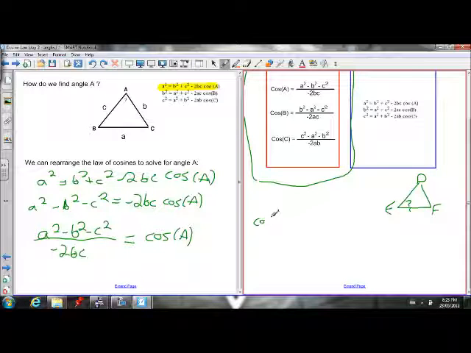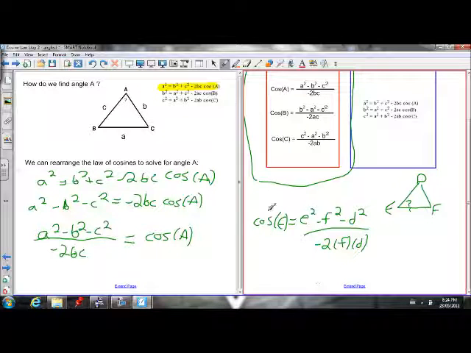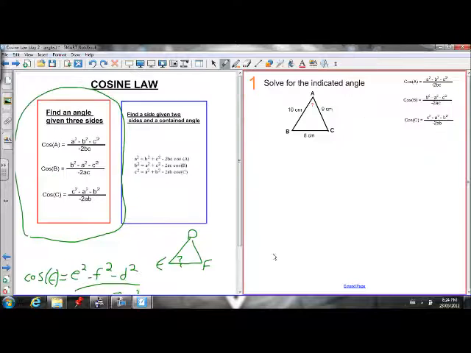Okay, I could generalize what I see here. I know the cosine of angle E would be equal to side E squared, and then, like these ones, I'm going to subtract the squares of the other two sides. So I'm going to subtract F squared and D squared, and then divide that by -2 times those other two sides, F and D. Okay, so that's that equation generalized to a different triangle that wasn't labeled with A, B, and C. Hopefully you can see how I did that. Let's do a couple of examples now.